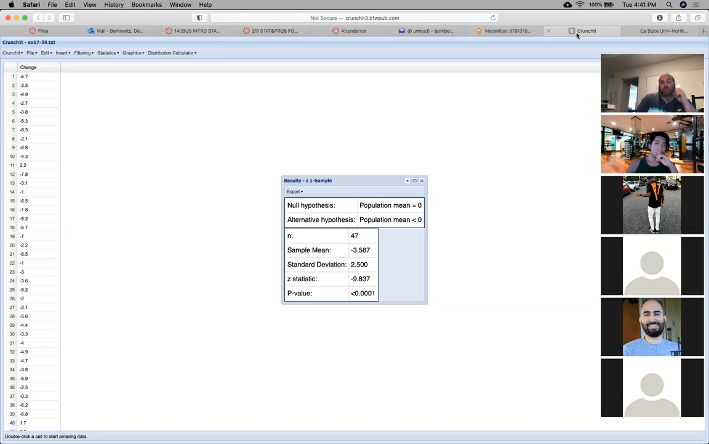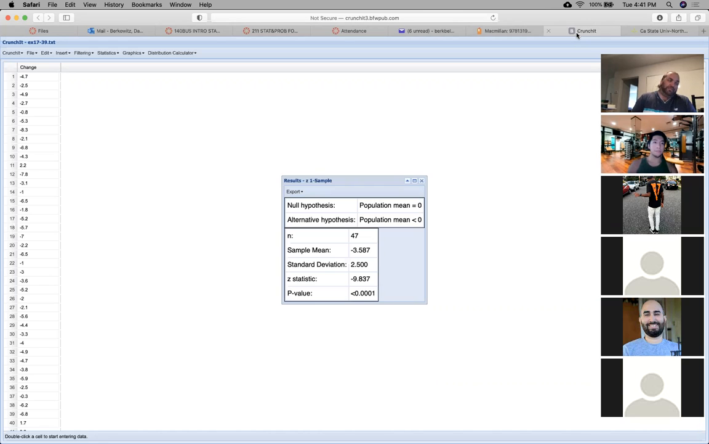So the answer is, when the p-value is less than alpha, we reject, right? So what are some typical alphas? 10%, 0.10, 0.05, 0.01.